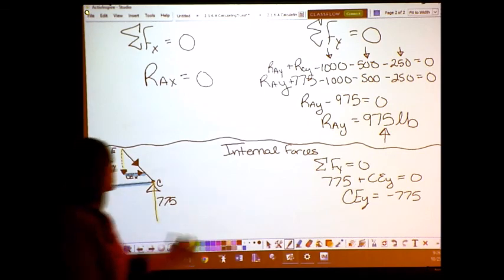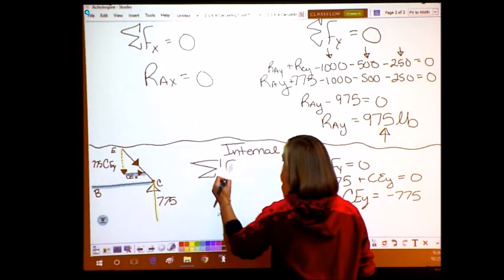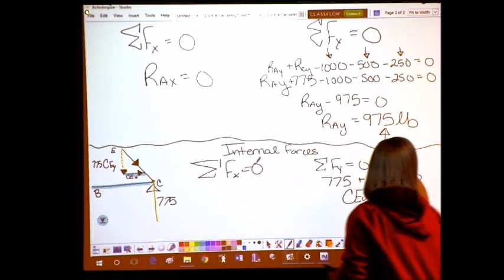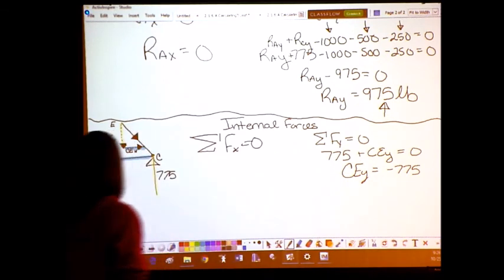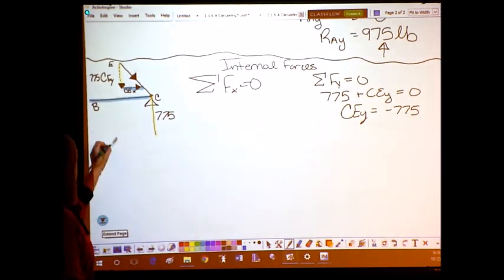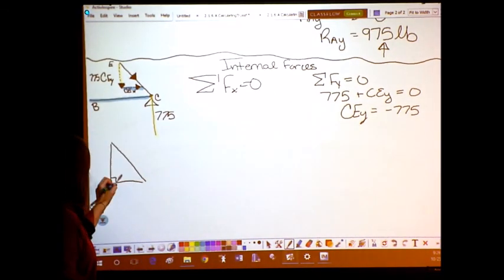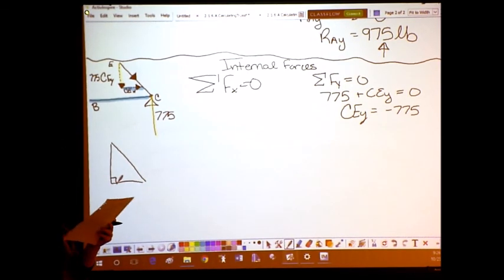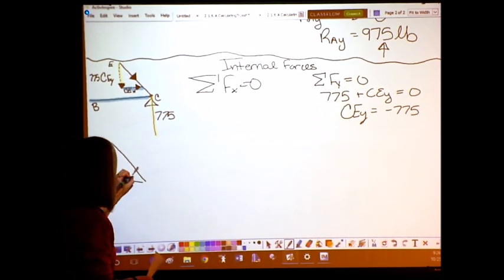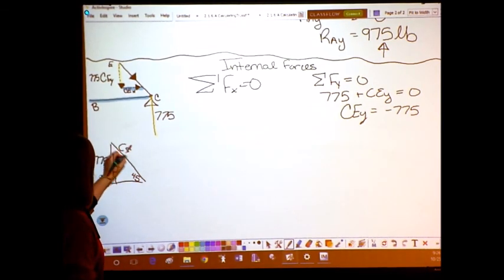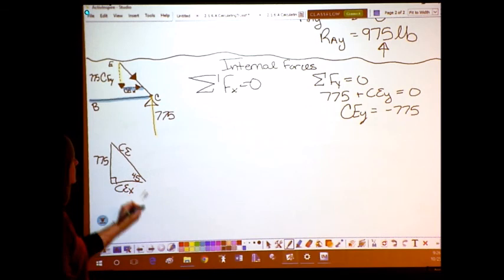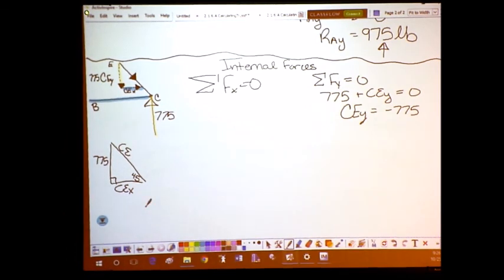All right, let's at least list our forces in the x direction. I don't think I'm going to be able to do this in 30 seconds. I'm going to draw my little triangle here to the side. Weren't we able to calculate that angle as 45 right here? You guys remember that? So I know this is 775. I know this is CE, and I know this is CEX.